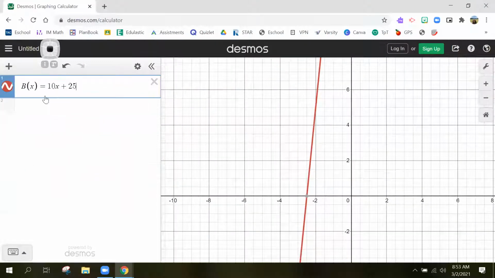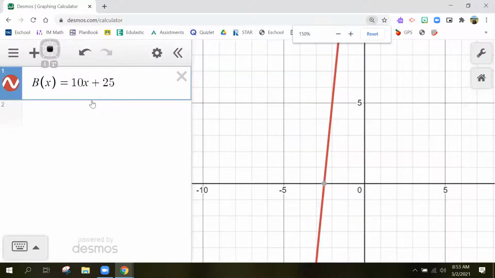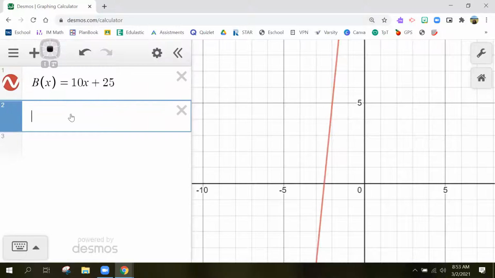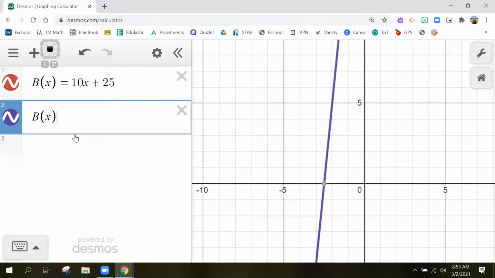So I'm going to clear these off. I'm going to keep my equation up there. See if I can zoom in. There, that's better. So instead of just doing it like they gave me, I'm going to do capital B of X equals 93. Oh no, nothing came up this time. What do?